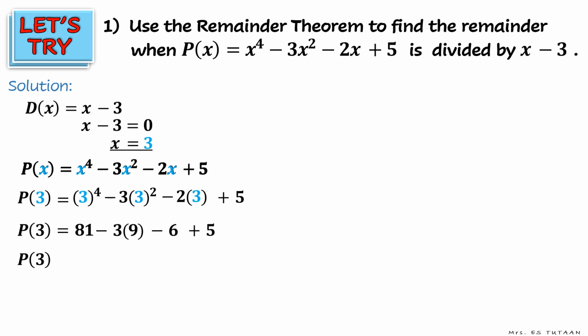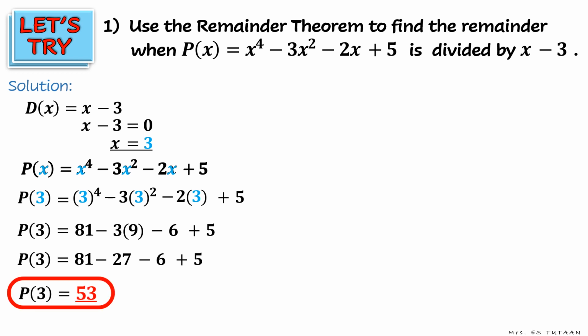And then we still have something to simplify. So that is 81 minus 27 minus 6 plus 5. And that will give us 53. So, ang ibig sabihin niyan, P of the value of the expression when x is equal to positive 3 is 53. It also means that the remainder is 53.